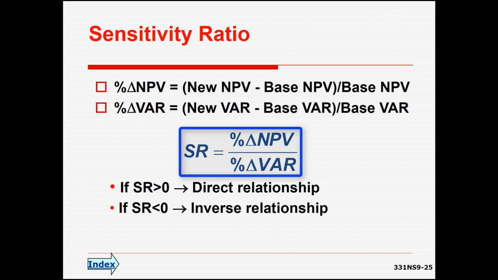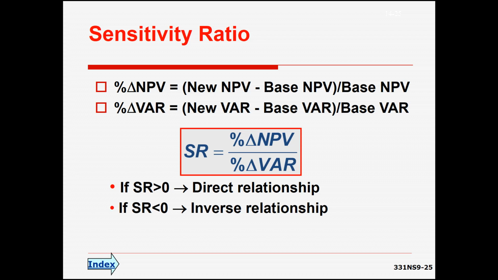To find the sensitivity ratio, we need the percent change in NPV. We need the base NPV and the new NPV, and the percent change in the variable of interest, the base value of the variable and the new value. We already have the base values, and we can choose the percentage change for the variable, so all we need to do is calculate one new NPV, and we can find the sensitivity ratio.